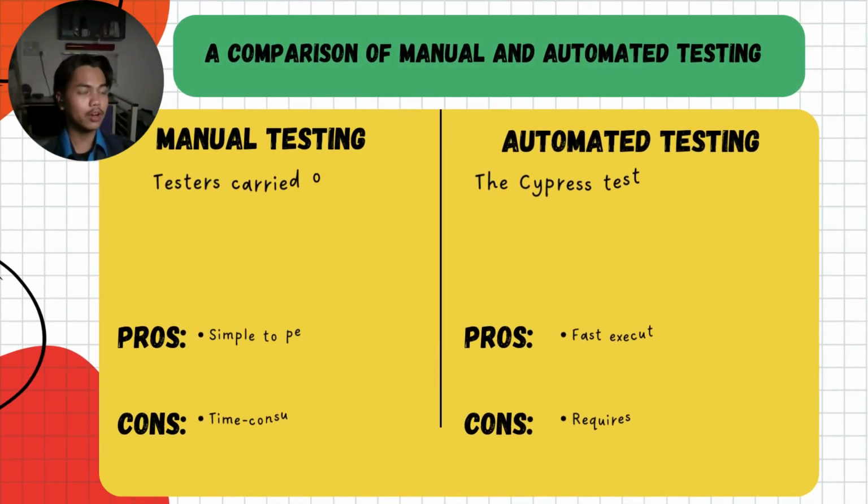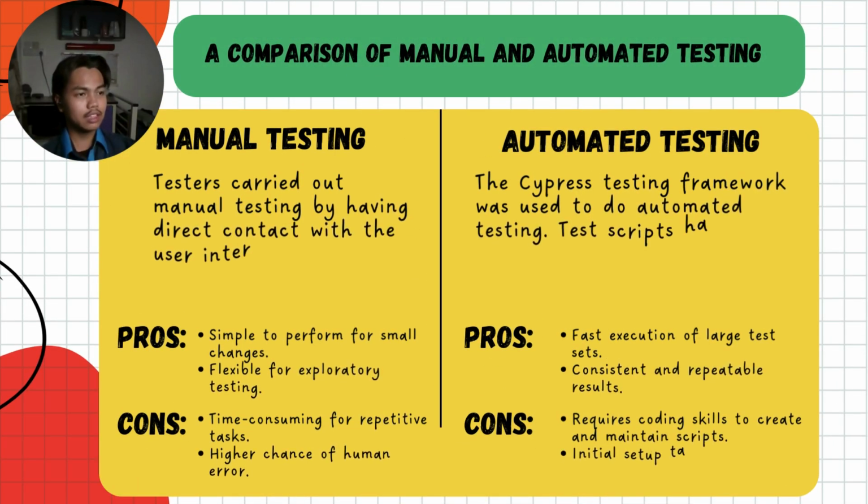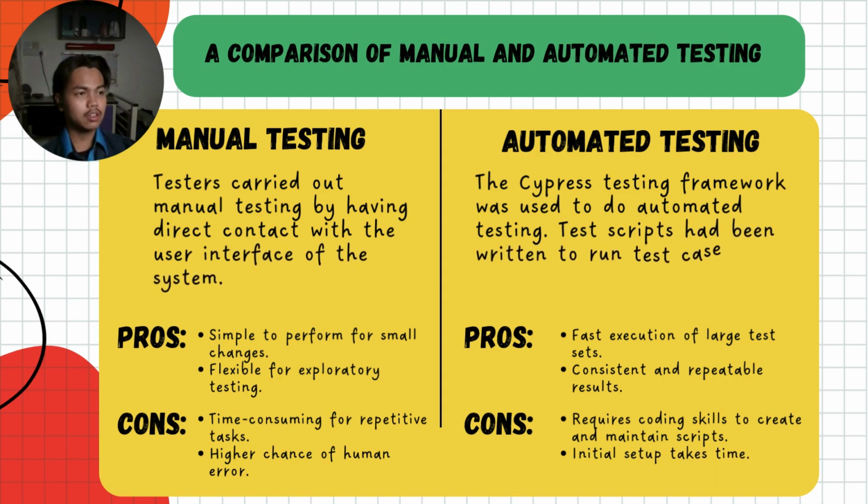Let's talk about a comparison between manual and automated testing. Testers carry out manual testing by having direct contact with the user interface of the system. Meanwhile, for automated testing, we use tools like Cypress with test scripts that have been written to run test cases automatically. Okay, what are the pros and cons for both testing?